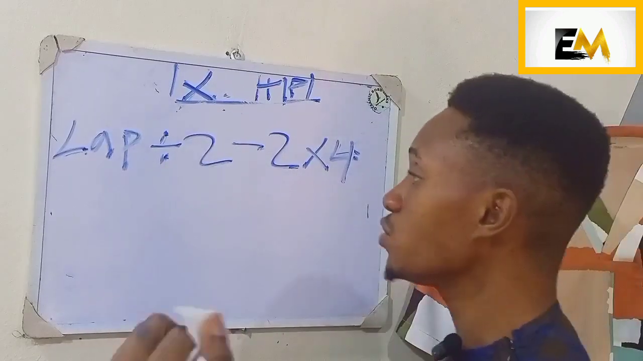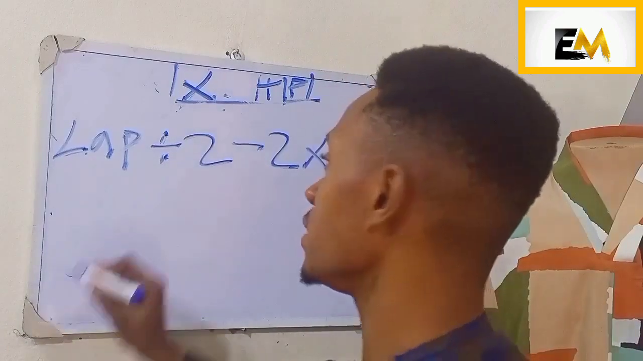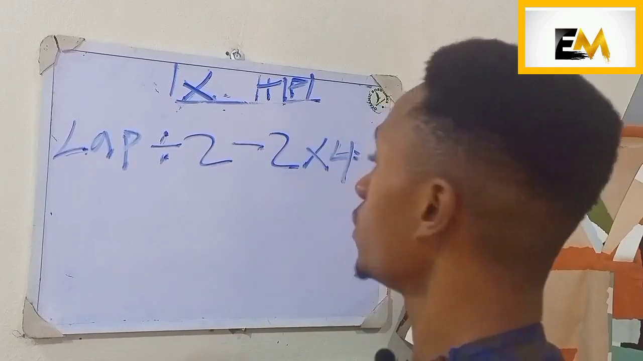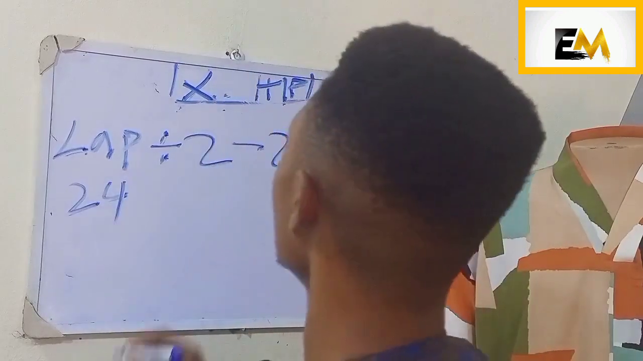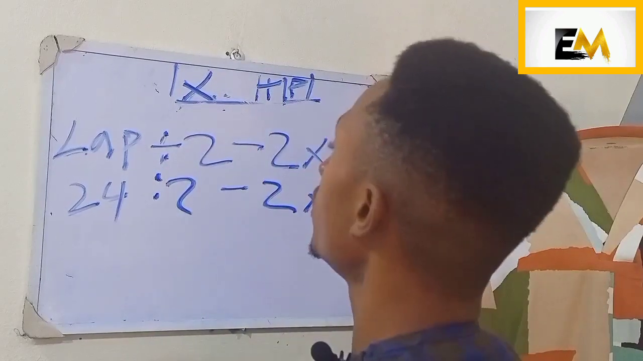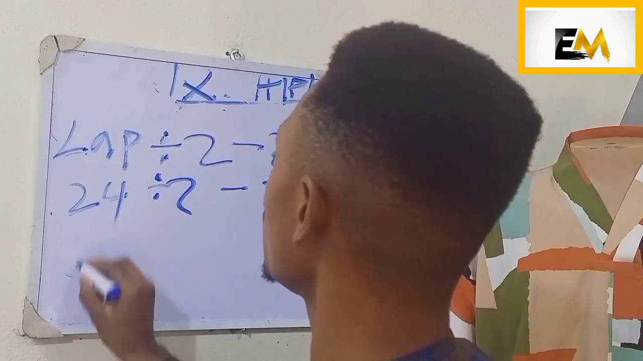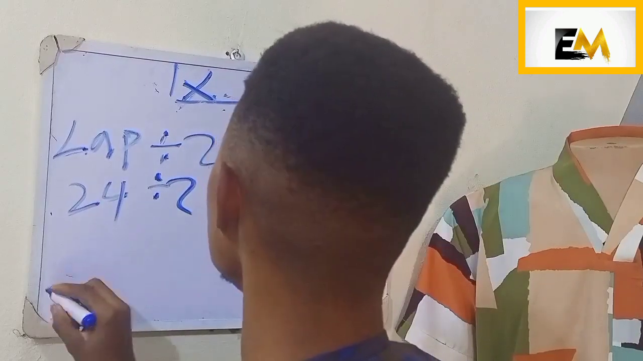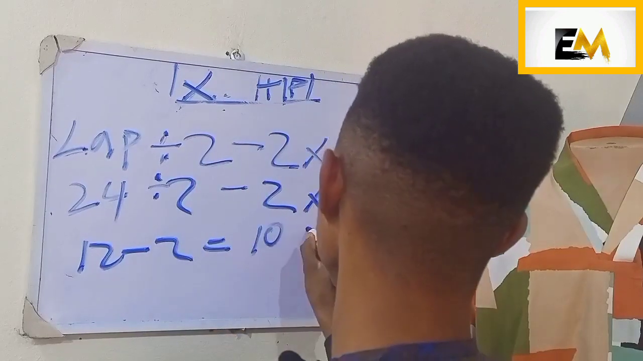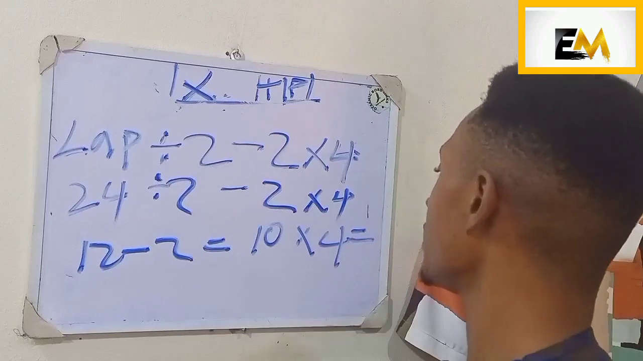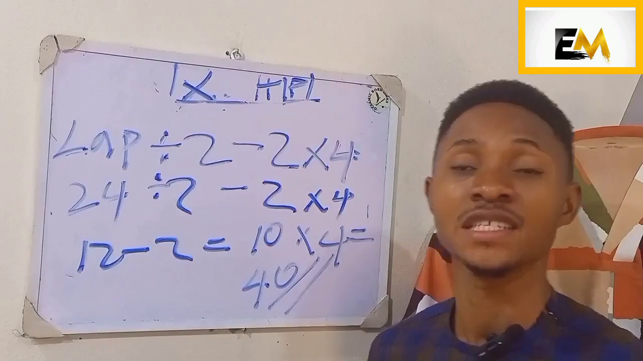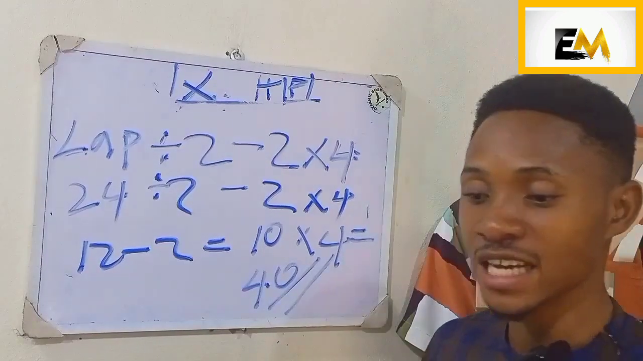Okay, let's use the lap we had there and see if we can arrive at 40. We had lap 24, divided by 2, minus 2, times 4. When you divide 24 by 2, it will give you 12. 12 minus 2 is equal to 10. 10 times 4 is equal to 40, which is your lap. This is very, very easy.